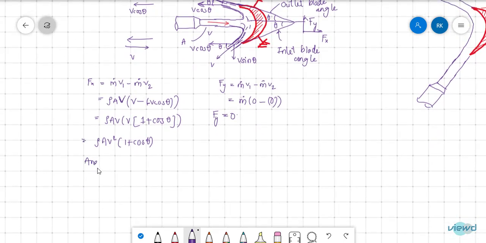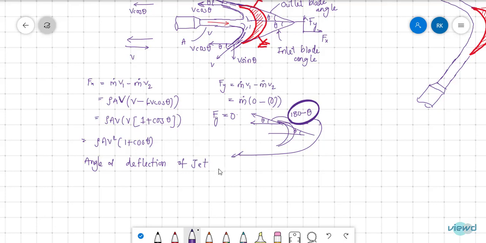Sometimes the angle of deflection of the jet will be given. What is the angle of deflection of the jet? If it is entering this way and leaving this way, this is theta, and this is theta, this is also theta. So the angle of deflection of the jet is this one, 180 minus theta. Sometimes in the question the data will be given in terms of angle of deflection of the jet, and sometimes in terms of blade angle. So you need to confirm which angle is given in the question. If the angle of deflection is given, then we need to consider this equation, 180 minus theta.